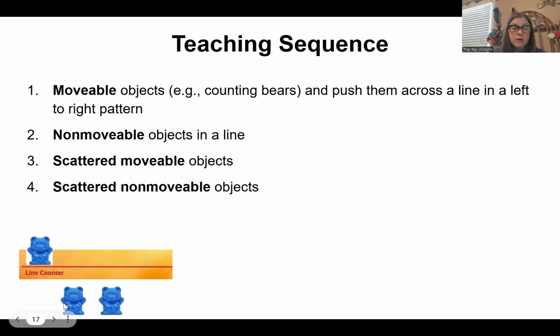So this is if they were movable objects, you would just take them and move them up, and you can easily make a line counter. Take a ruler, draw a line on a piece of construction paper. There you go. You have a line counter, laminate that thing. You can use it for years.